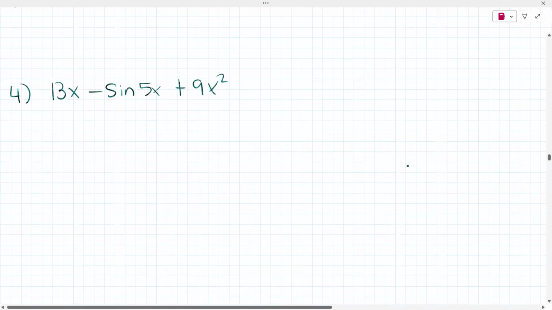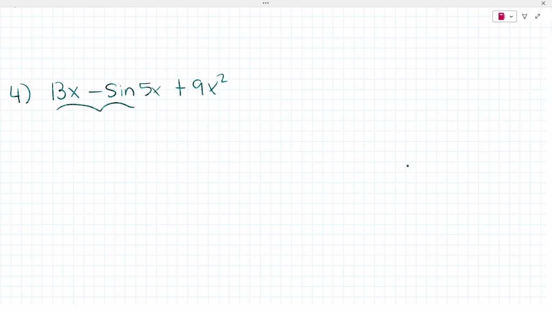Okay, what about 4? We have 13x minus sine of 5x plus 9x squared. So what do we have? This 13x minus sine 5x is a polynomial. Oh wait, no, no. Let's rewrite this. I think we have a polynomial and a trig, right? Let's rewrite this as 13x plus 9x squared minus sine of 5x. That's much better.